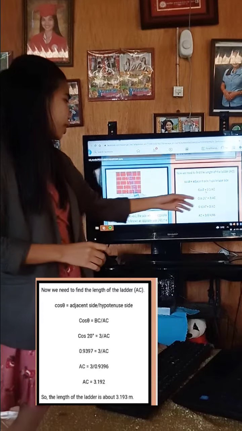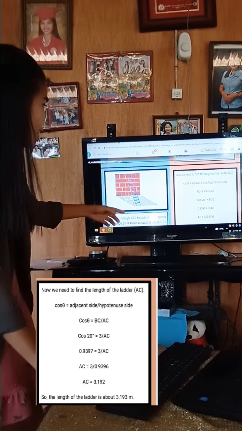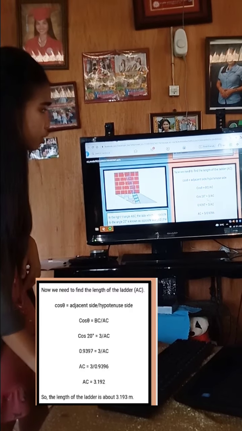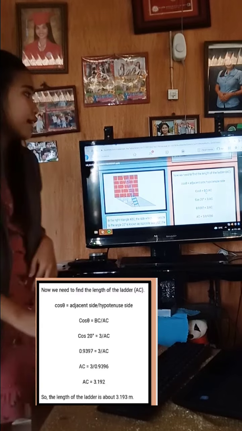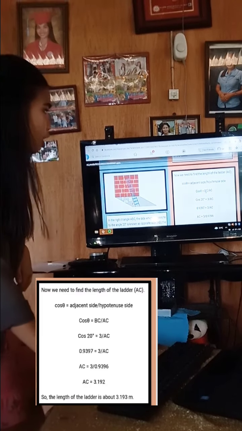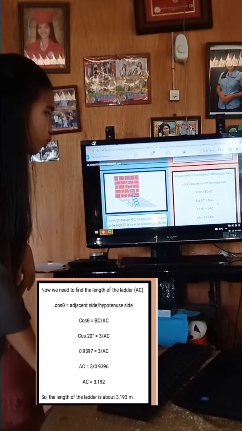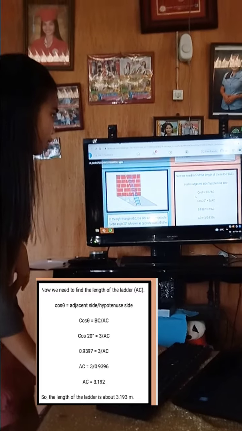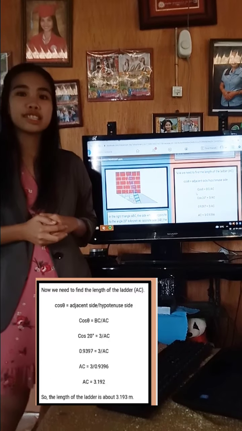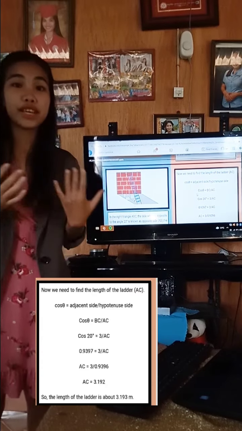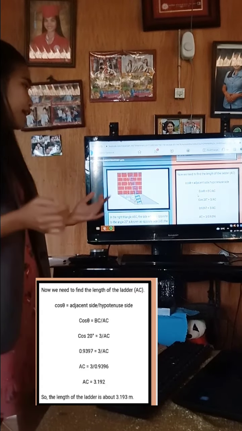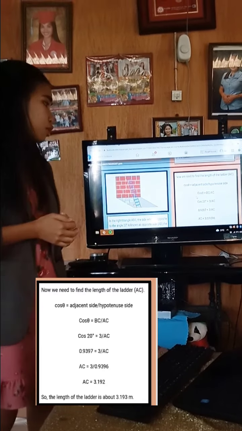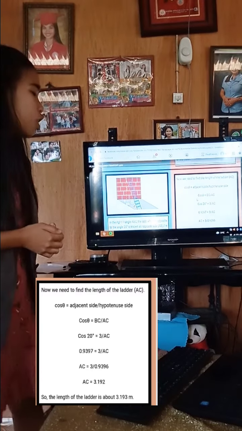So the value of our cosine 20 degrees equals the value of our side BC, which is 3, all over AC, which is the unknown. We are going to find the side AC. As we type cosine 20 degrees in the scientific calculator, the result would be 0.9397, which is equal to 3 all over AC.